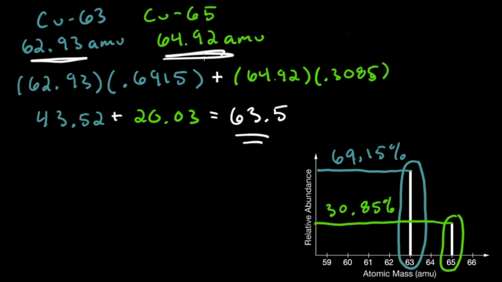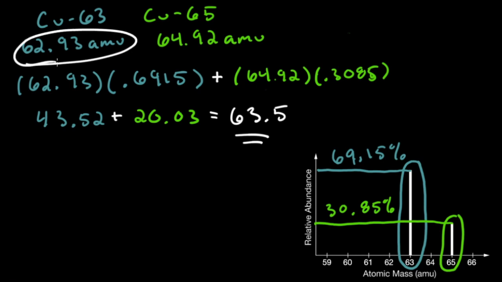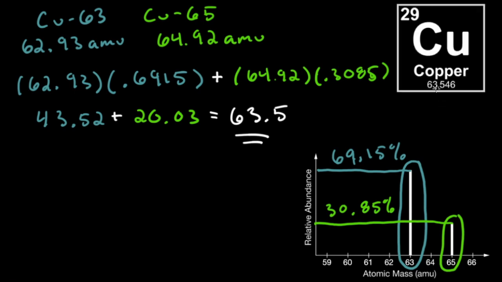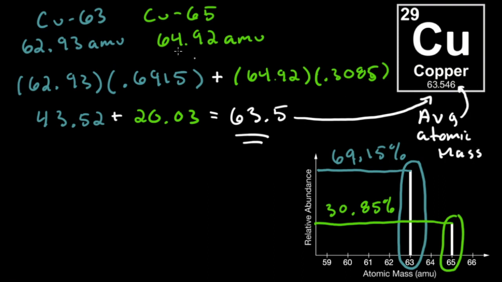And the reason why we didn't take these two and just add them up and divide by 2 is because they have different abundances. This one's going to have more of an impact on the average than this one, because this one right here has the higher percentage. And so when we go to the periodic table, we're going to see that we have this right here as copper. This is the average atomic mass, and I'll put AVG for average. This is going to be the average atomic mass of both of the isotopes in here.